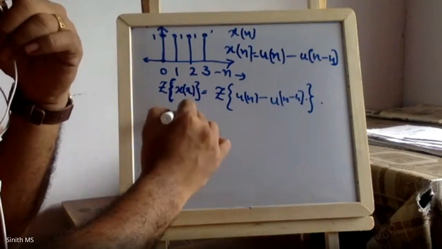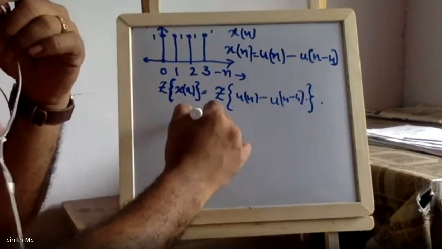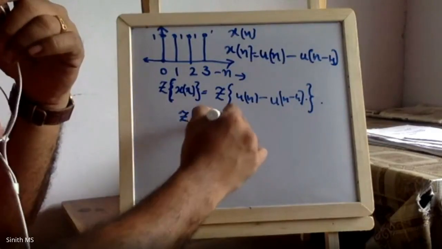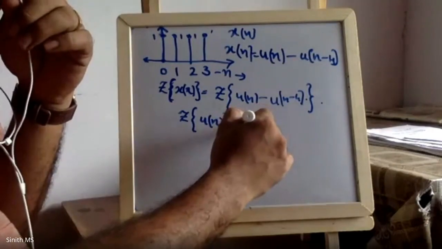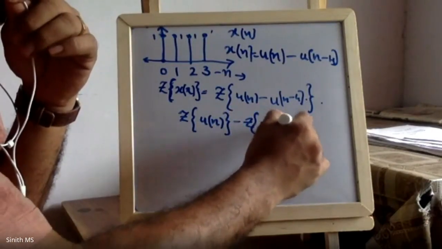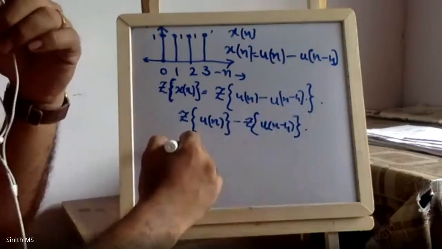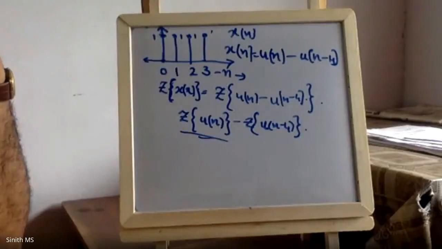Now applying the property that the Z transform of A plus B is the Z transform of A plus the Z transform of B, this becomes the Z transform of UN minus the Z transform of UN minus 4. Now what is this, the Z transform of UN? What is the Z transform of UN? One of you can unmute and tell.